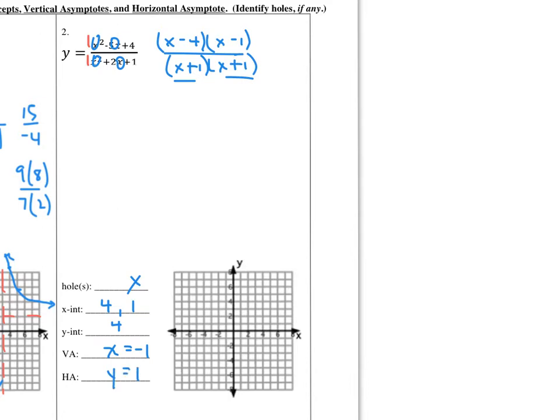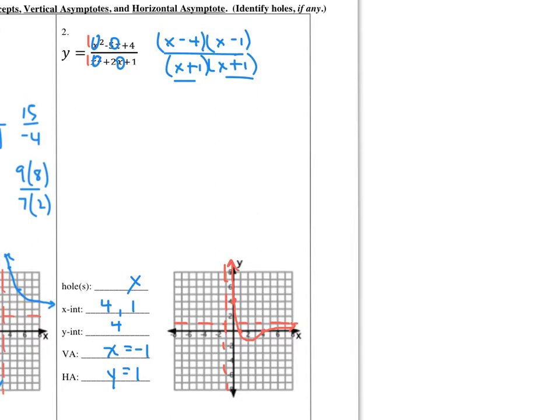So let's go ahead and graph that. I've got y equal to 1 for my horizontal asymptote. I've got x equal to negative 1 for my vertical asymptote. I've got a y-intercept over here at 4. I've got x-intercepts occurring at 4 and at 1. That gives me an idea that this graph is probably going to come down, cross, come back up, and then run along the bottom side of this horizontal asymptote.